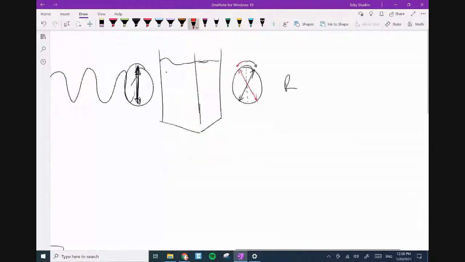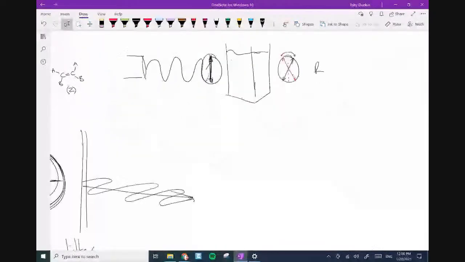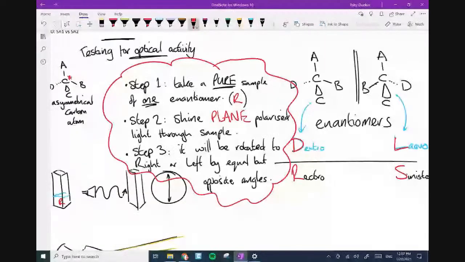Anyway, so now the question is, why do I keep calling this the pointless test? By the way, guys, you've got to learn that. Equal but opposite. Just take a pure sample, shine plane polarized light. It will rotate the plane of light to the left or to the right by equal and opposite angles. You just have to spit that out when they ask you in the exam to describe the test for optical activity.